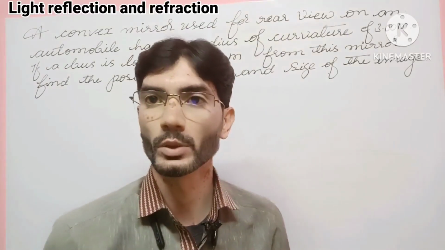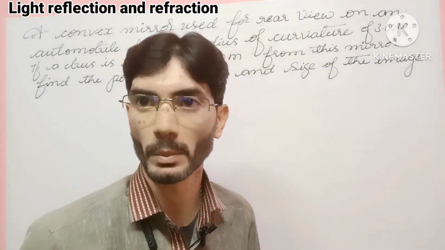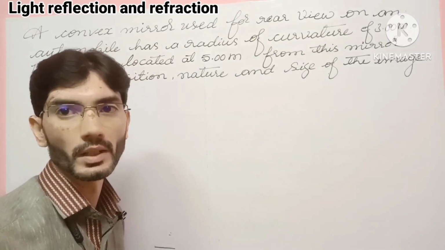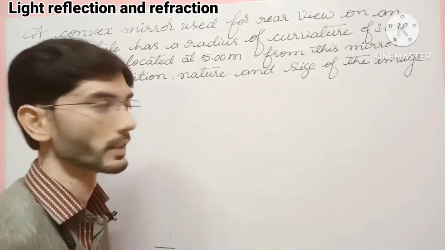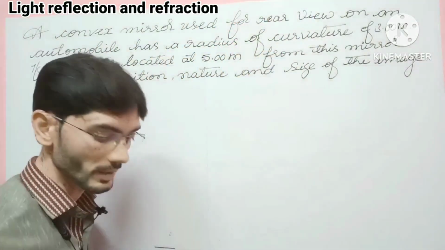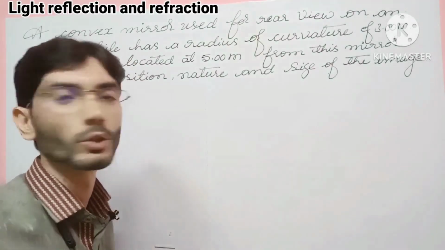Numerical. Dear students, you see the problem which I have written on the blackboard and which also appears on the screen. First you need to understand the numerical very well. Thereafter only you have to choose the particular data. See here, a convex mirror used for rear view. Rear view means, you know very well, convex mirror. Okay, so vehicle side mirrors, rear view mirrors.